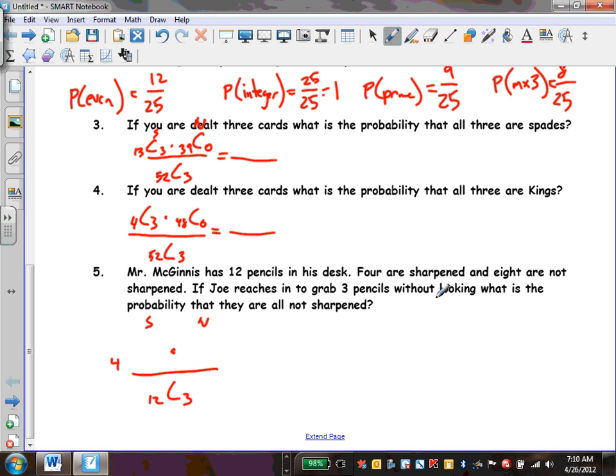The question is, what's the probability they are not sharpened? So of the sharpened ones, I want none of them. And of the non-sharpened ones, 8 of them, I want all 3 to come from that category. So right there is my setup. Okay, and again, we reduce as a fraction.